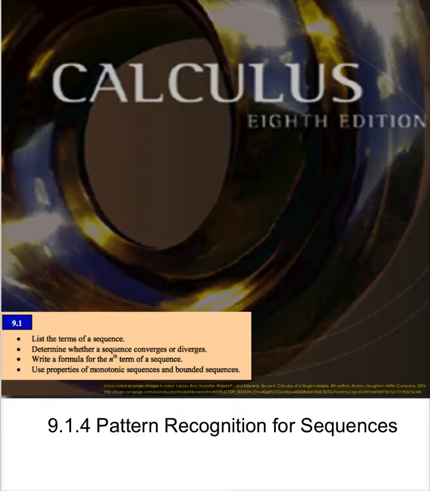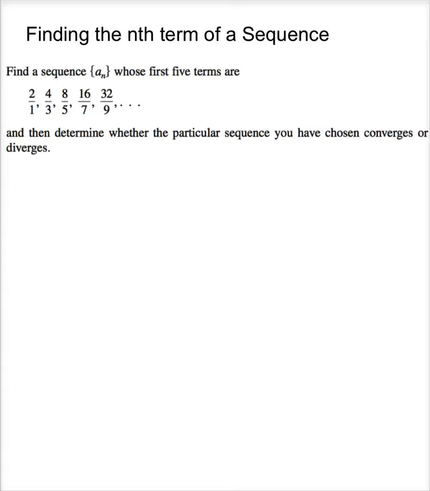Now, recognizing the patterns for sequences is the most challenging part of this unit. Suppose I want to find a sequence whose first 5 terms are given by 2 over 1, 4 over 3, 8 over 5, 16 over 7, 32 over 9, and then determine whether it converges or diverges. Well, it's hard for me to tell initially what it is. I need to look and see what sort of patterns I see.